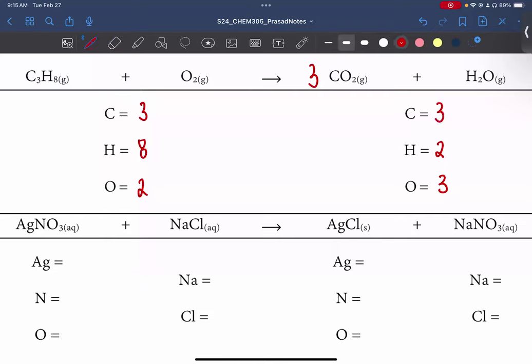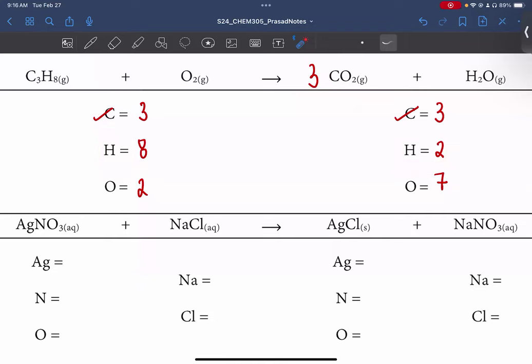We now have three carbons, but in so doing, we have now increased the number of oxygens. Remember, we know that there are, in general, two oxygens in CO2, but we're clearly stating that there are three of those molecules in total. Therefore, there are six oxygens over here, and still one on the right. Now we have seven oxygens. We have balanced carbon. Now we can move on to hydrogen.